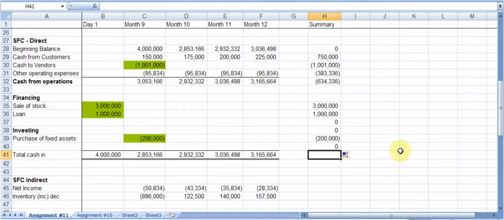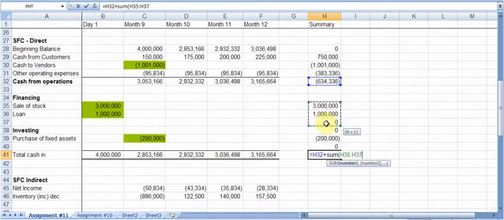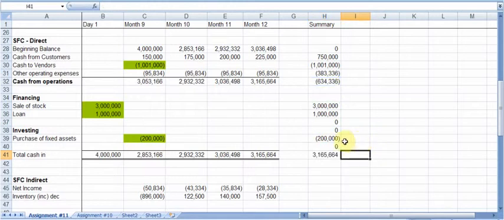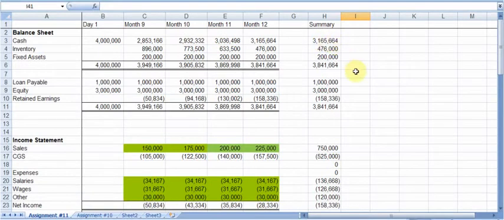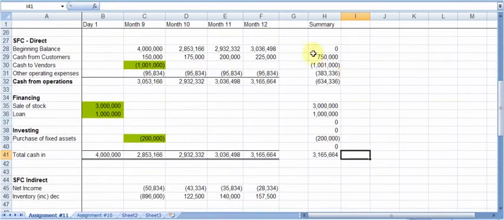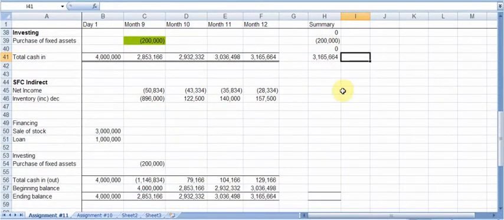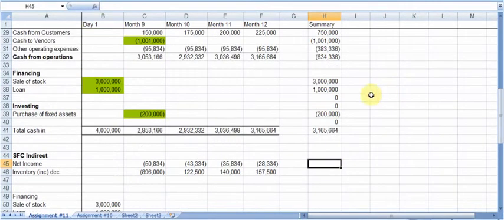to this point. Okay, and then we want to take a total here. This total here is going to be equal to this total plus the sum of these numbers. We sum those down, close parentheses, 3,165,664. How do we know we're right? Well, it agrees to that number, and it's also the number that we find in our balance sheet, 3,165,664. So there's our summary of our direct cash flow statement.